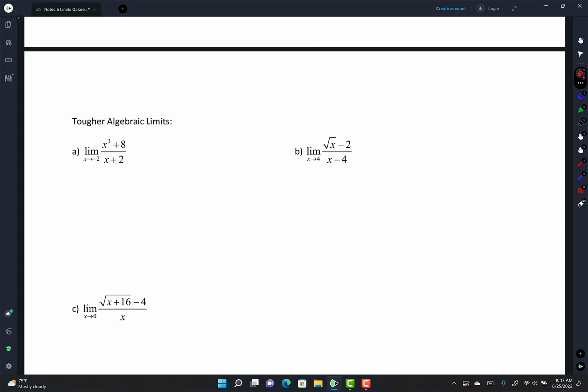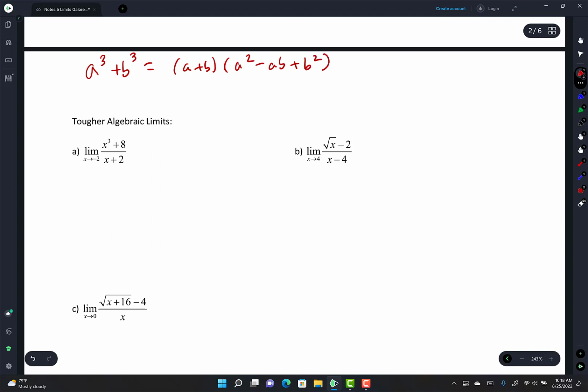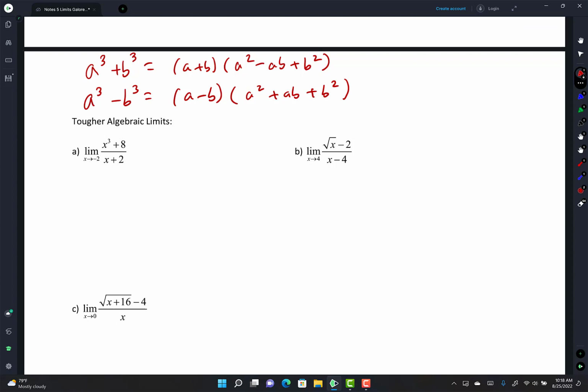sum of cubes. I'm going to put the definition up here. The sum of cubes, make sure you know this, guys, is a plus b times a squared minus ab plus b squared. And I'll go ahead and write the other one as well. The difference of cubes, a cubed minus b cubed, is a minus b, a squared plus ab plus b squared. If you were to distribute those, you'll get that. Cool or not cool?